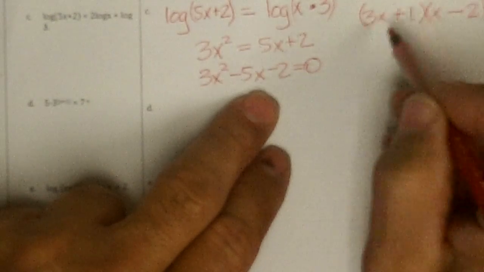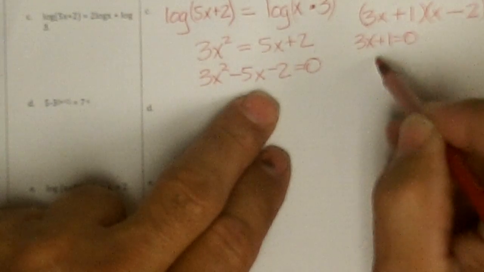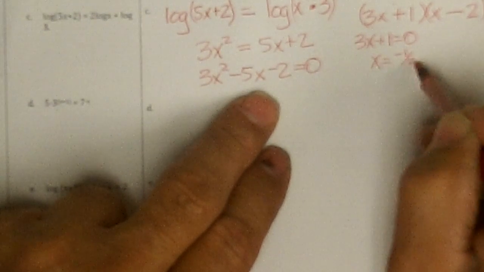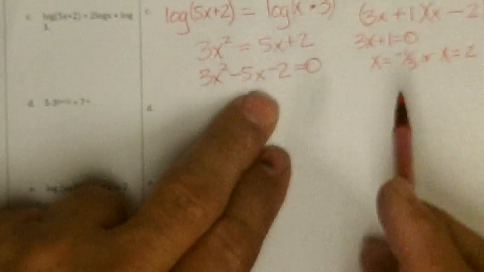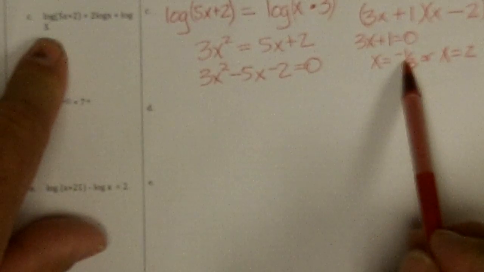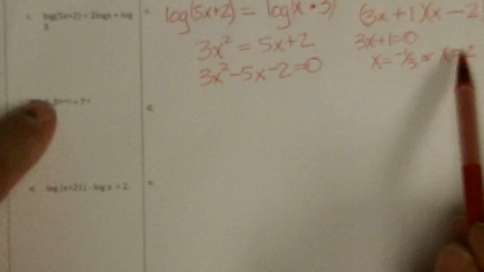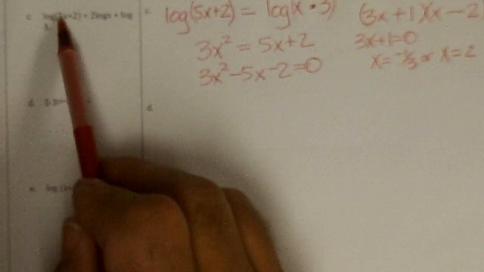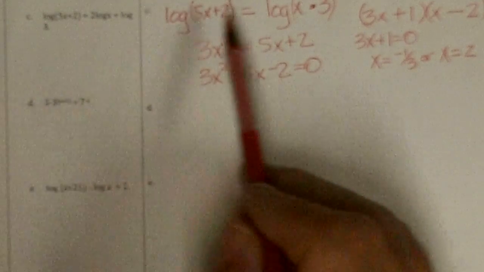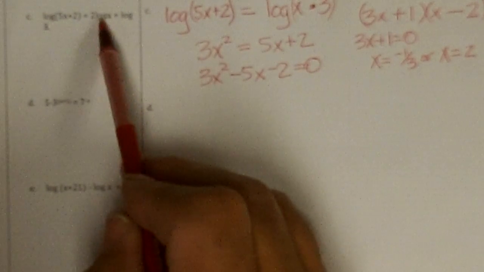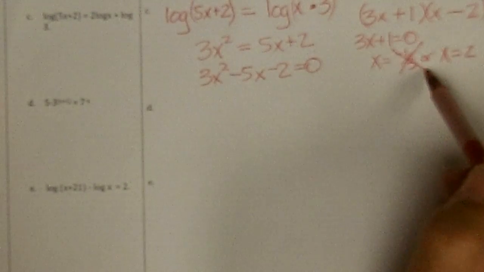So setting this equal to 0, I subtract 1 and divide by 3, and I get x equals negative 1/3. Setting this equal to 0, I get x equal to 2. Now, can I use either or both of these? And so I go back to the original equation. If I put negative 1/3 in here, 5 times negative 1/3 is 5/3 plus 2. That's a positive value, but I can't put negative 1/3 into this one because I can't have the log of a negative. So negative 1/3 has to be thrown out.